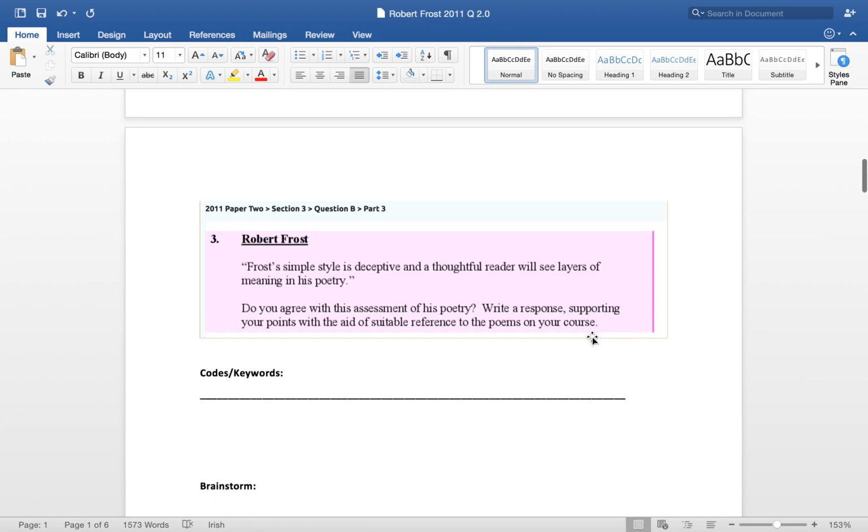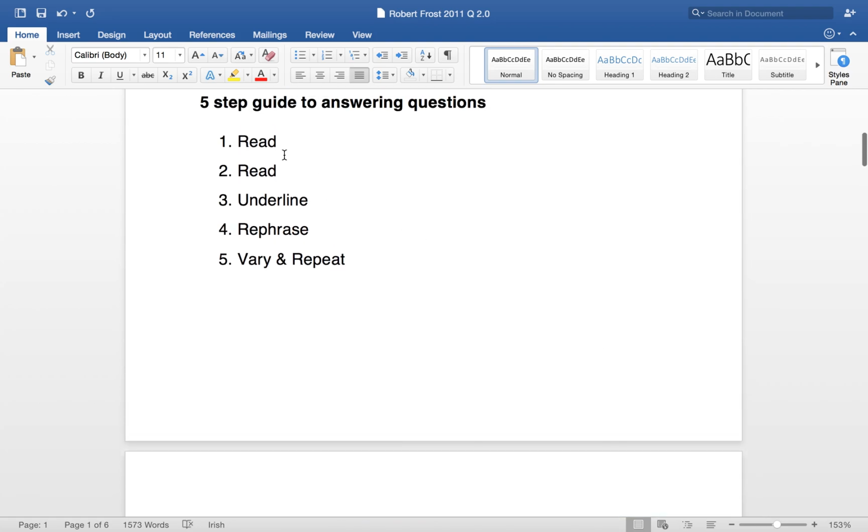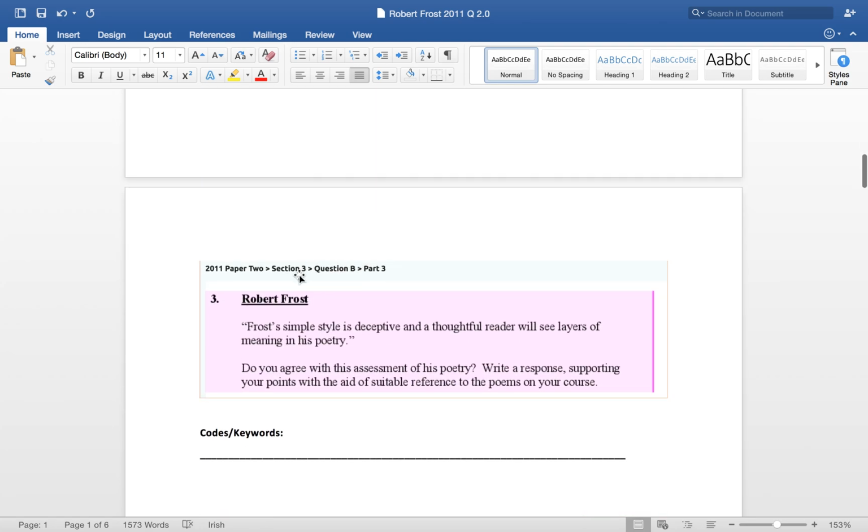Okay, so if we look at our procedure, what I'll be asking you to do is to read the question, then read it again, underline the keywords or code words, rephrase those code words, and then vary and repeat those code words throughout your essay. Okay, so let's go through it. We need to read it. We've read it once, so now we need to read it again.